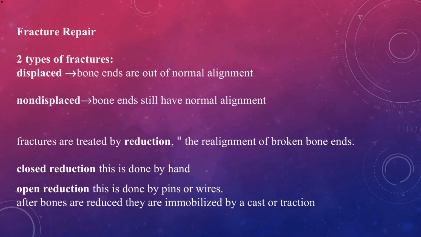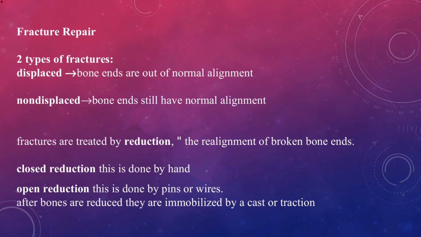Fracture repair. So you might have a displaced fracture or a non-displaced fracture. If it is displaced, that means the ends of the bones are not in normal alignment, so they have to be realigned. If it is non-displaced, that means the bone is still in its normal alignment, and you don't need to have the bone set, if you will. So when we talk about set, the term for that is reduction.